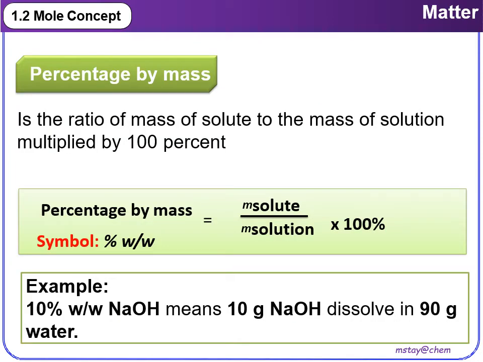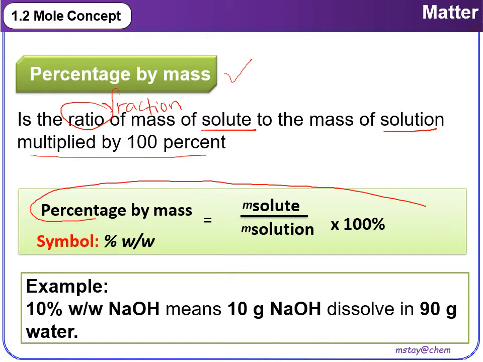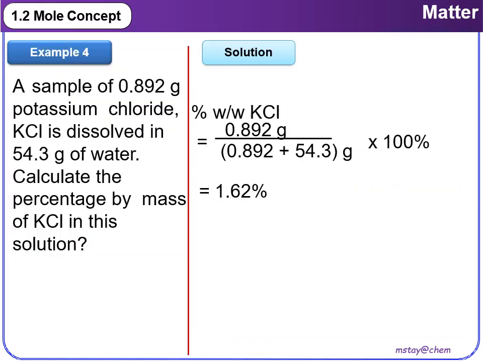In this slide, we are focused on percentage by mass, where it is the ratio, which also can mean the fraction, of the mass of solute to the mass of solution, multiplied by 100%. Generally, this is the formula, and this is the symbol for percentage by mass. Okay, let's look at example 4.